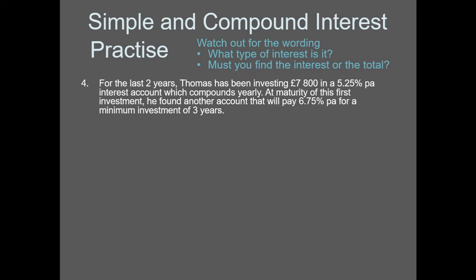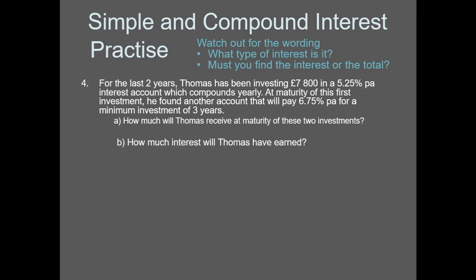So first we need to work out how much he will have at the end of the first 2 years. So compound interest, P is 7,800, T is 2 years, R is 5.25%. Once you've got your final amount at the end of those first 2 years, we'll reinvest that into simple interest where P is the value you just worked out, T is 3 years, and R is 6.75%. How much will Thomas receive at maturity of these two investments?